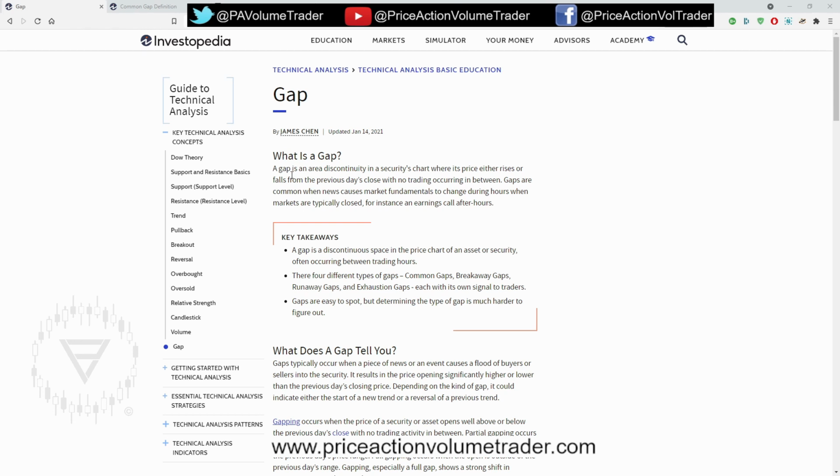In general terms, a gap is an area of discontinuity in a security's chart where price either rises or falls from the previous day's close with no trading occurring in between. This, as we're going to see later, doesn't necessarily mean just between daily closes and opens. Gaps are common when news causes market fundamentals to change during hours where markets are typically closed, for instance, earnings calls after hours. So this is more of a definition geared towards traders of stocks and equities.